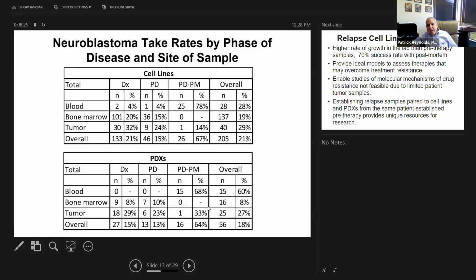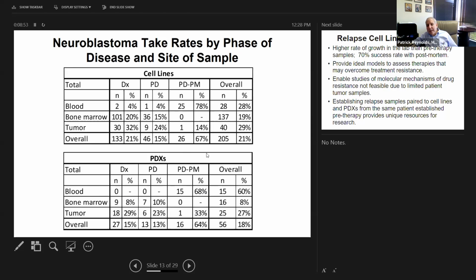Now, the PDXs are basically the same. You're seeing that we can grow a large number of these out of postmortem blood samples. We don't get many to grow out of diagnosis samples, because there's not many cells there. And you get about the same thing you get with cell culture. You get more growing out of tumor samples than you do out of bone marrow. But again, across the board here, not a whole lot of difference between diagnosis and relapse, but in a late stage relapse, these postmortem samples, that's where they really will grow very effectively.